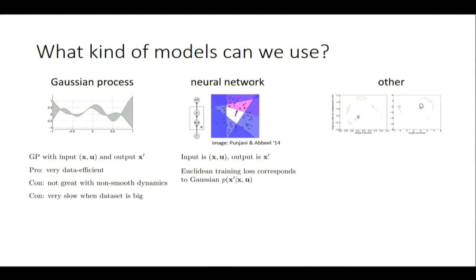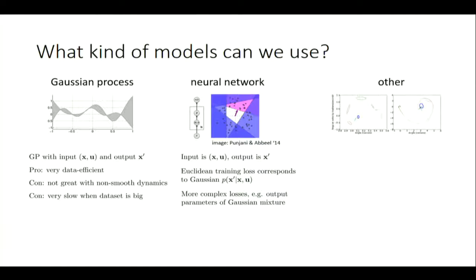If you use, let's say, a least squares loss, a Euclidean distance training loss, this corresponds actually to a Gaussian distribution over the next state, right? Because the log of a Gaussian is a quadratic. So if your loss is quadratic, what you're really doing is maximum likelihood learning for a Gaussian model.